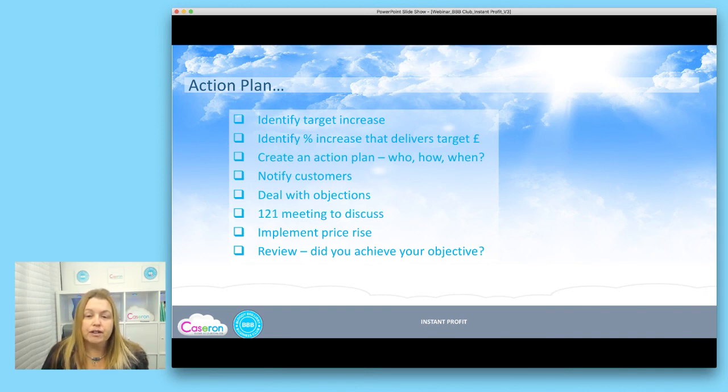Create an action plan of who you're going to talk to, how and when. Notify your customers, deal with their objections, arrange one-to-one meetings to discuss if necessary, and then implement your price rise. And at the end of the quarter, we'll review and see whether that achieved your objective.